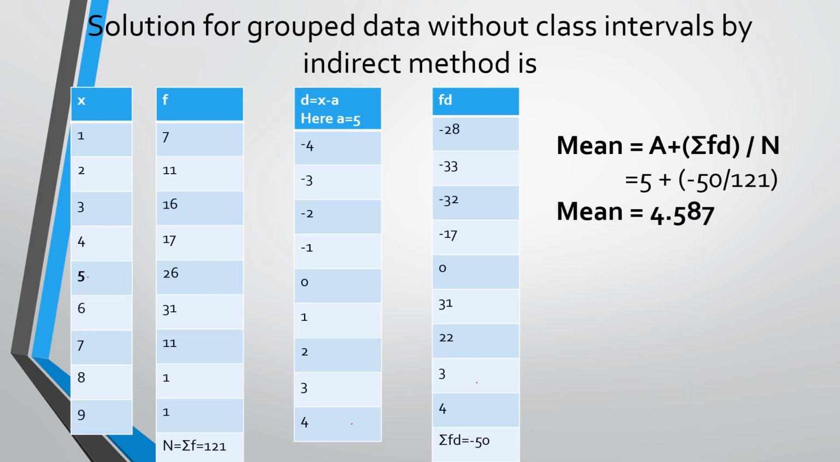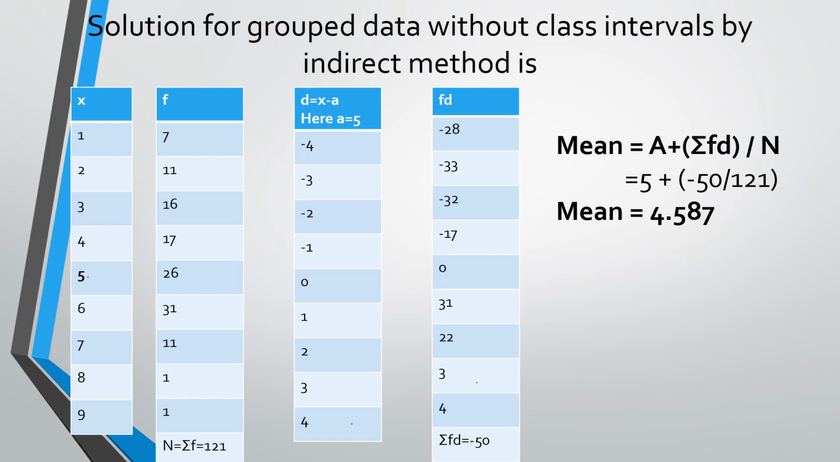So upon simplification we get the value as mean is equal to 4.58666, which I have rounded off to 3 digits. So for that purpose I have written mean is equal to 4.587.